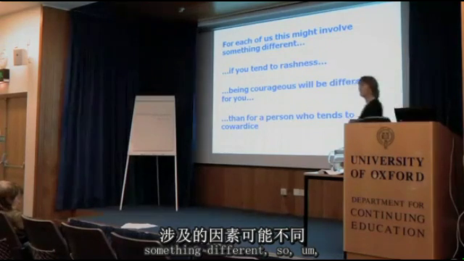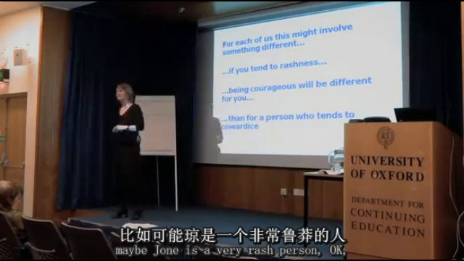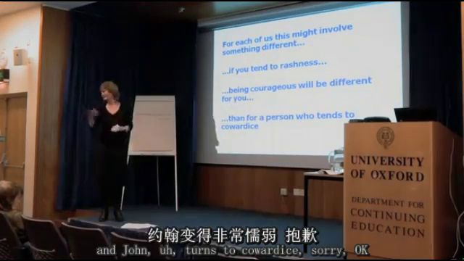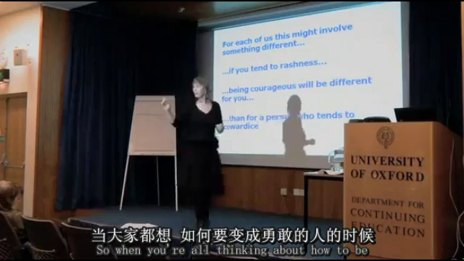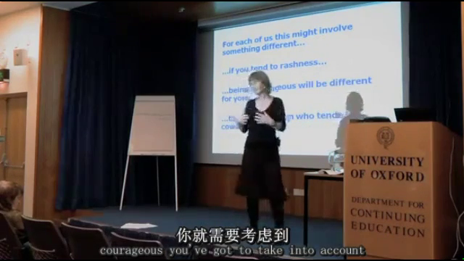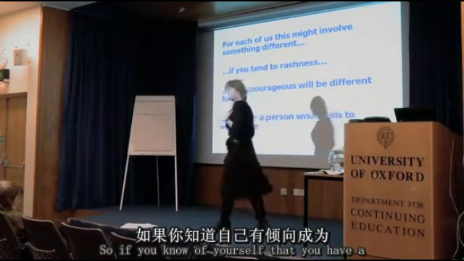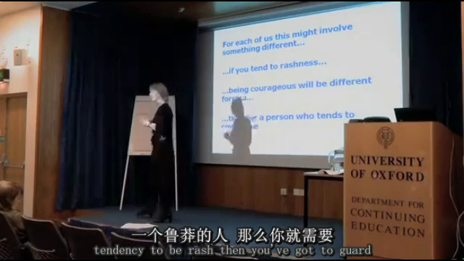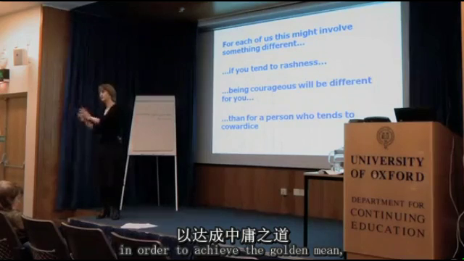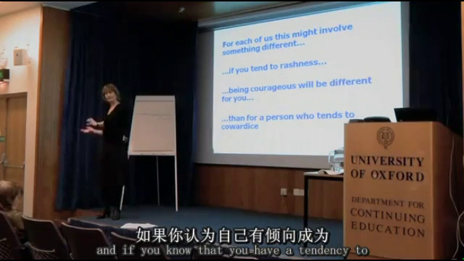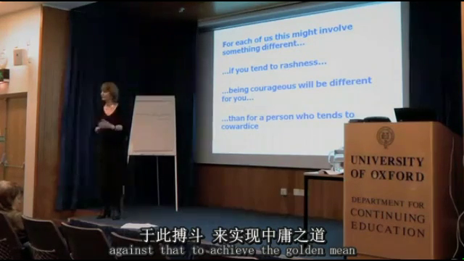So maybe Joan is a very rash person, and John tends to cowardice. When you're thinking about how to be courageous, you've got to take into account where you're coming from. So if you know of yourself that you have a tendency to be rash, then you've got to guard against that rash aspect of your character in order to achieve the golden mean. And if you know that you have a tendency to cowardice, you know that you've got to fight against that to achieve the golden mean.